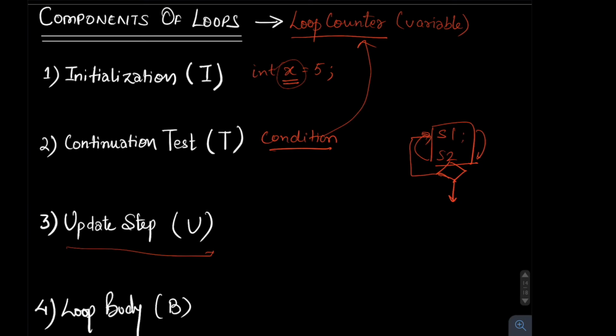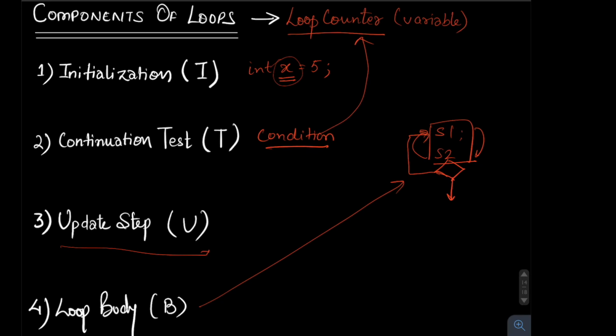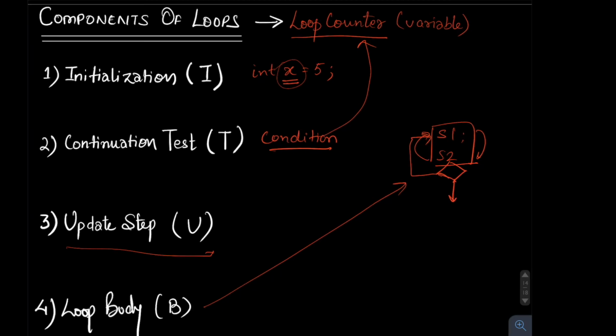Loop body is basically the set of instructions that we are going to execute repeatedly. Taking from this example, s1 and s2 constitute the loop body. So the only difference between the three types of loops will be the ordering of these four components. In the next video, we'll discuss the three types of loops that we introduced in the previous section.